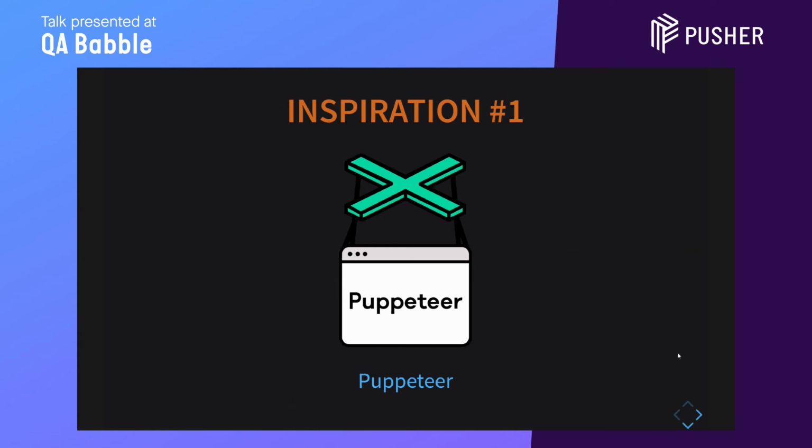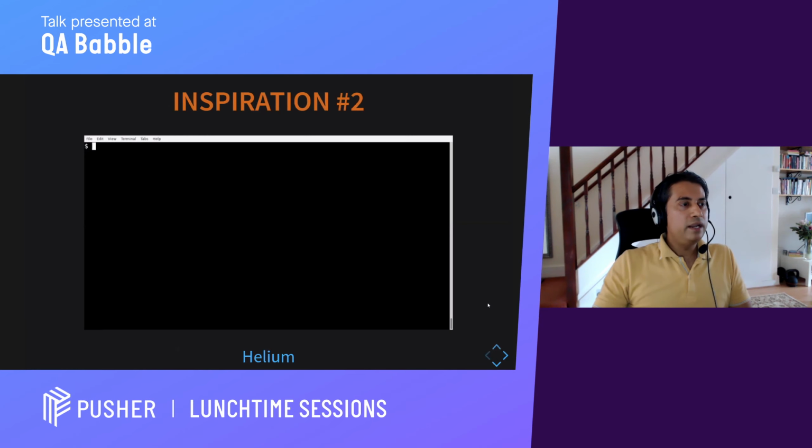So what was Taiko actually inspired by? Taiko was actually inspired by Puppeteer, which we all know. Again, it's an open source tool. And it was also inspired by this Python library called Helium. Now, this is quite interesting.